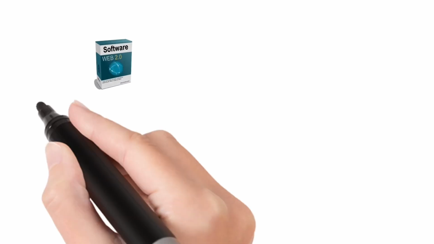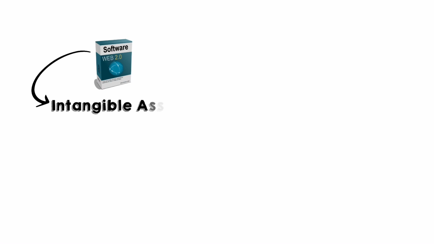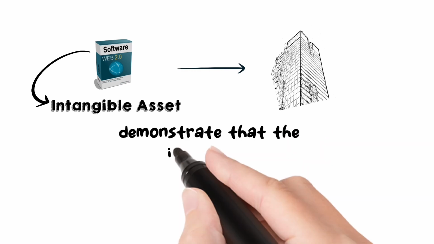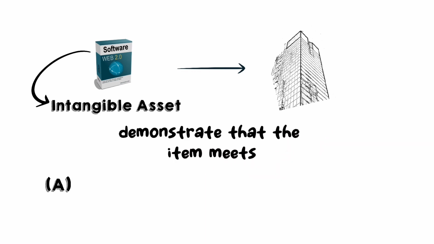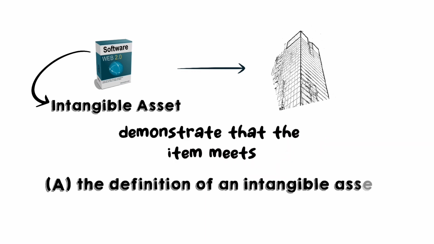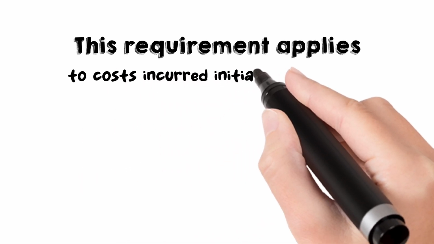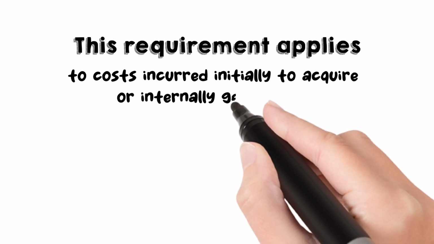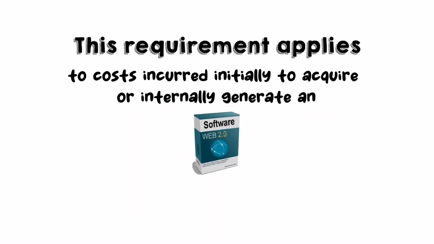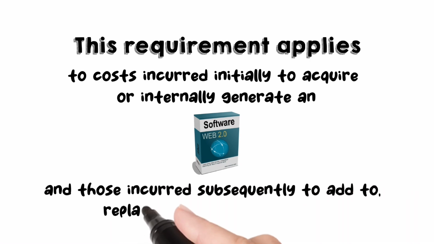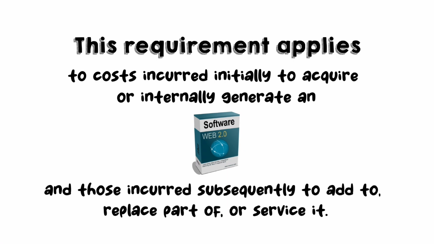The recognition of an item as an intangible asset requires an entity to demonstrate that the item meets (a) the definition of an intangible asset, and (b) the recognition criteria. This requirement applies to costs incurred initially to acquire or internally generate an intangible asset, and those incurred subsequently to add to, replace part of, or service it.